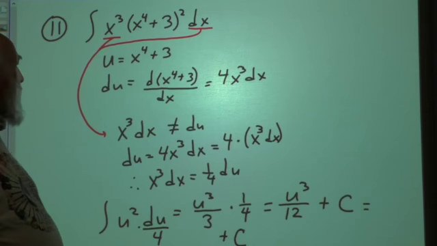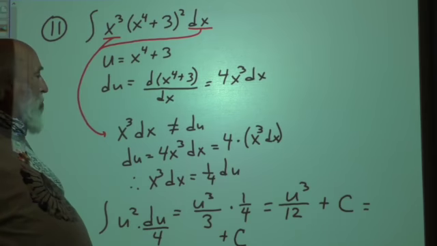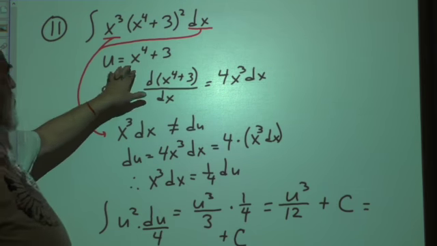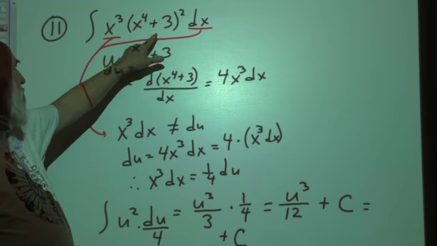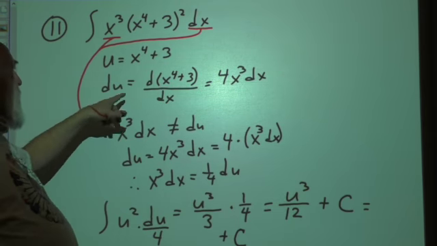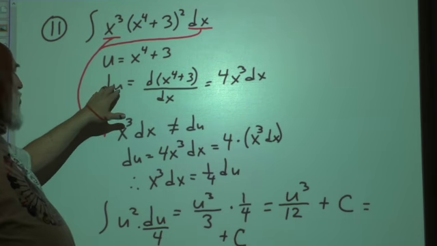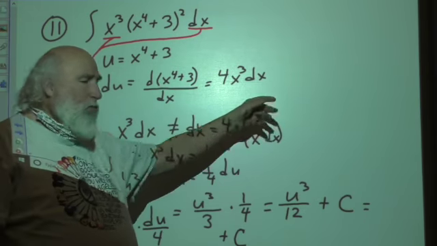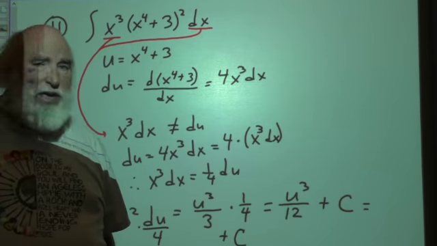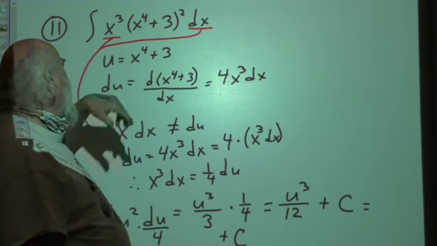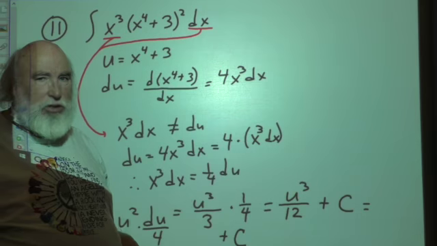Problem number 11. This is the problem they give us for this, x cubed times the quantity x to the fourth plus 3, quantity squared, times dx. Obviously the u is going to be x to the fourth plus 3, so we're going to use that as u squared later on. Then we take the derivative of x to the fourth plus 3, and we get 4x cubed dx. Now here's where the complication begins. We don't have 4x cubed dx, we have just x cubed dx.